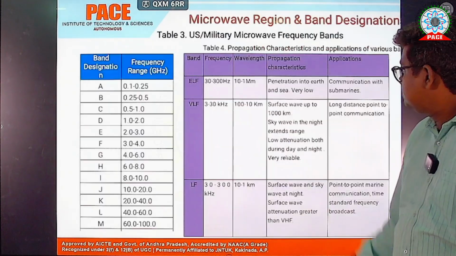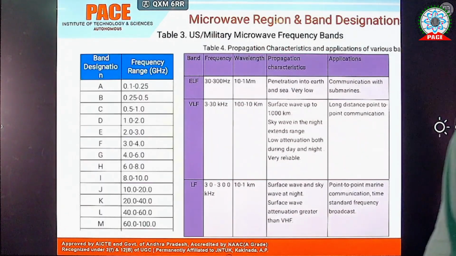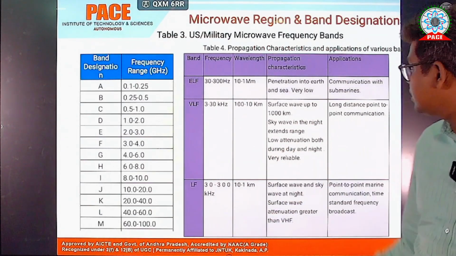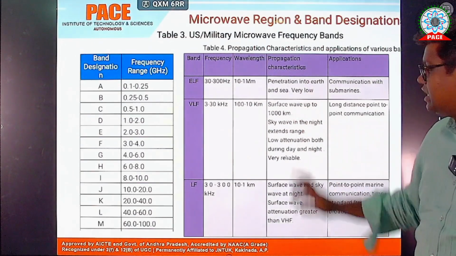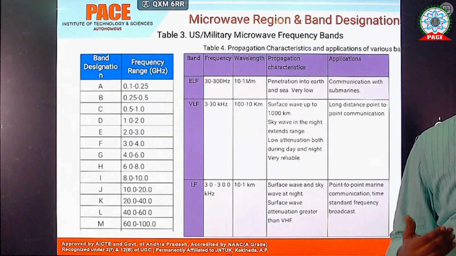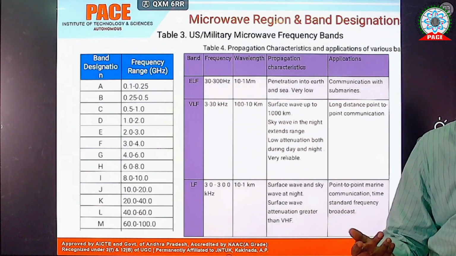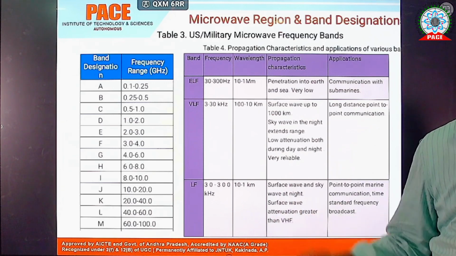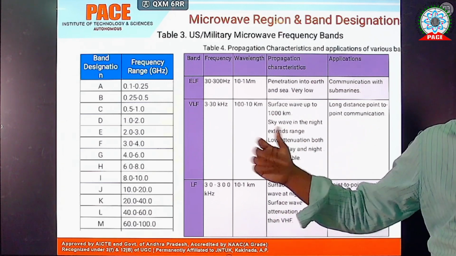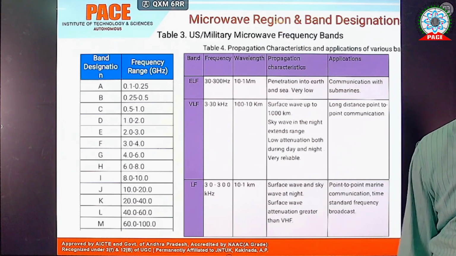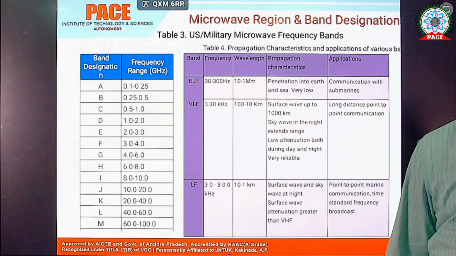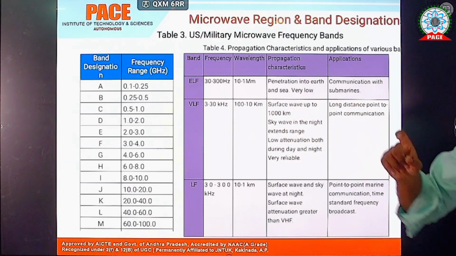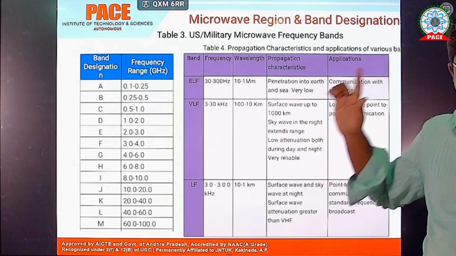These military microwave frequency bands and where they are used are explained in detail here. You can see how propagation occurs and which applications can be taken from that propagation. Penetration into the earth at the frequency range of 30 to 300 Hz: what type of applications can we get? We can get communication with submarines.